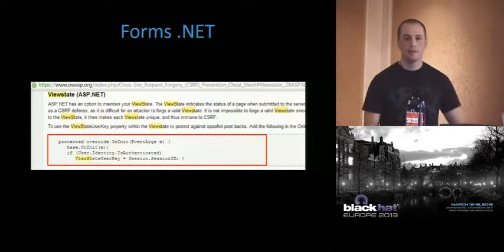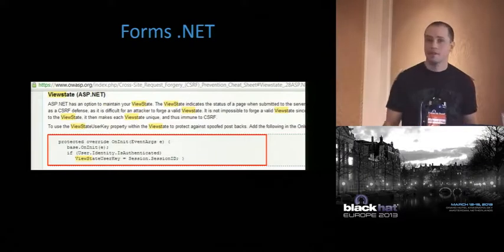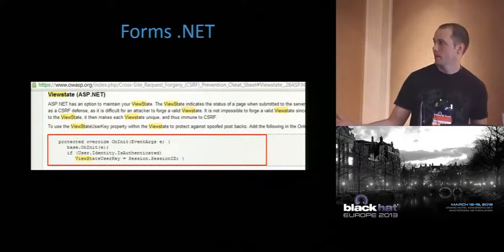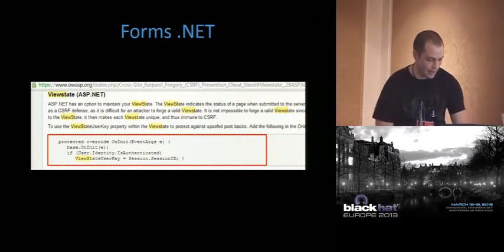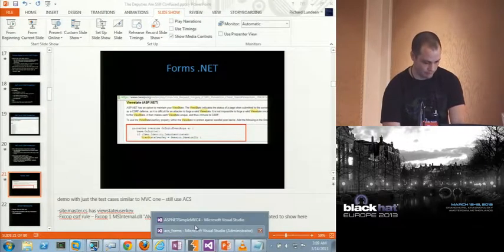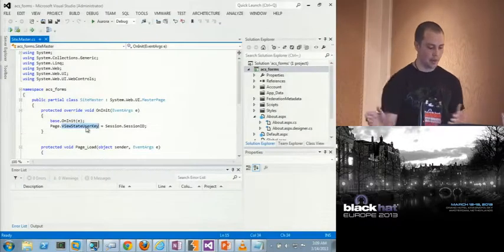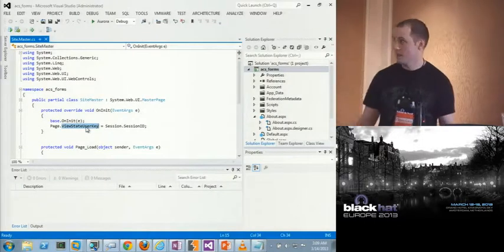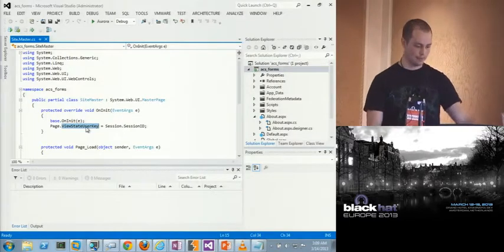So what do they tell you to do with ViewState? If you have a ViewState, like an ASP.NET Forms app, how do they tell you to protect against CSRF? They give you something like this that says, OK, make sure the ViewState user key is set to the session ID. And I have another smaller demo with this one. But if you look at it, you set that on a base page, so every page gets this ViewState user key set to the session ID. Where do you think the session ID comes from?